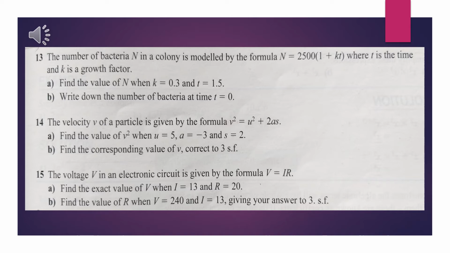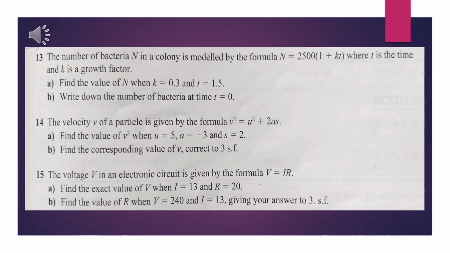Part B. Write down the number of bacteria at time t equals 0. What you have to do, use the formula back again. N equals 2500 brackets 1 plus k into 0, that becomes 0. Therefore n is equal to 2500. Question number 14 you can do on your own. Part A and part B.